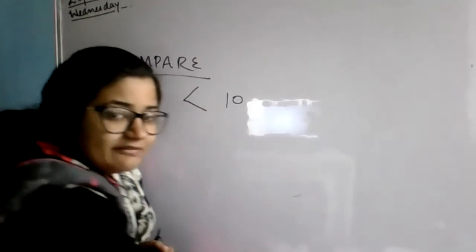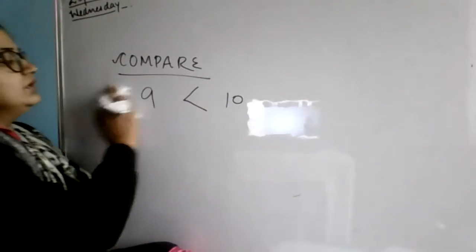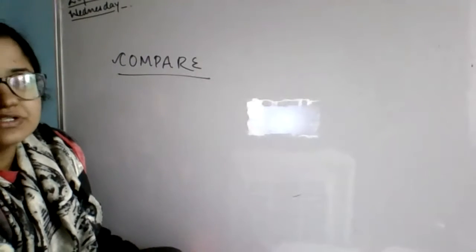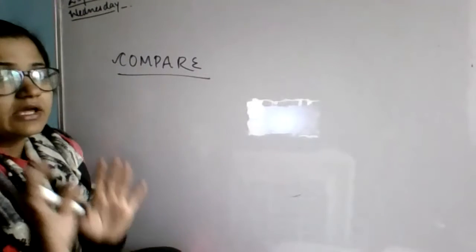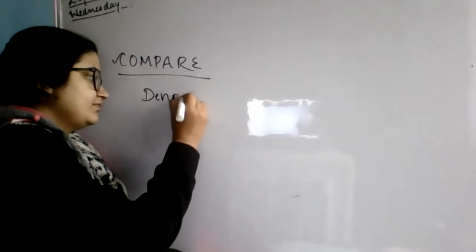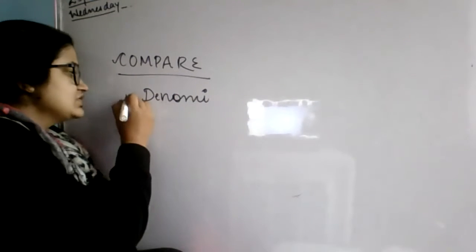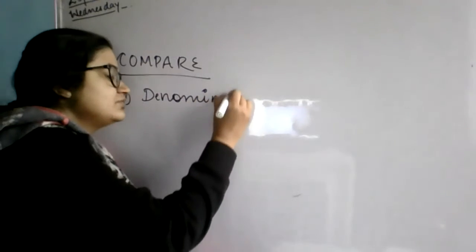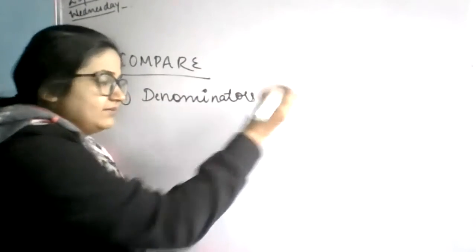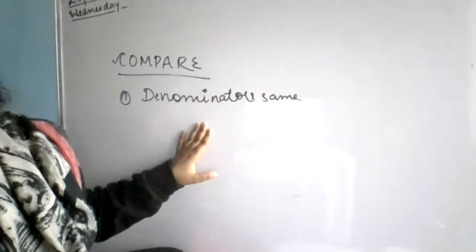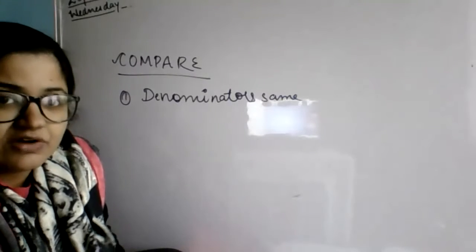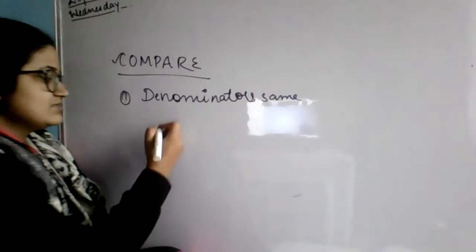Similarly in fractions, how do we do the comparison? Comparison in fractions is done only and only when denominators are the same. The first and foremost condition to compare the fractions, to find out which fraction is greater and which is smaller, is that the denominators should be the same.